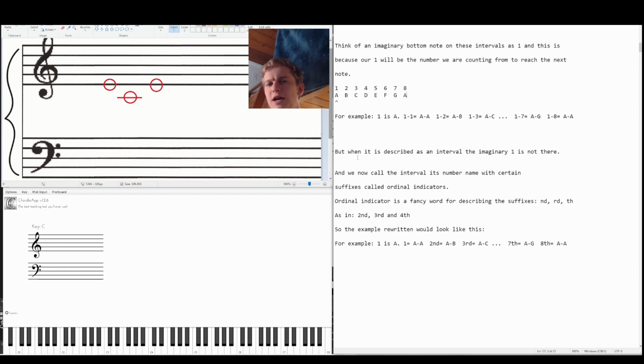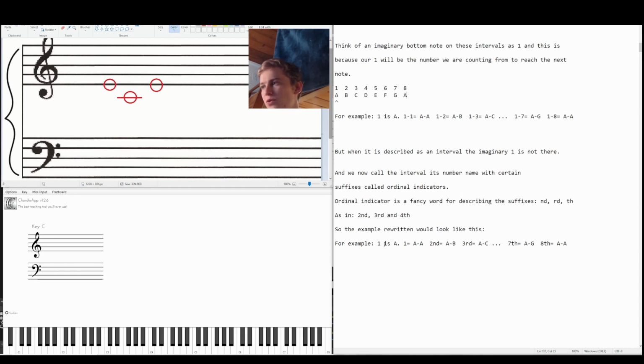But when it is described as an interval, kind of like I was just saying, the imaginary 1 isn't there anymore. So now we call the interval by its number name with certain suffixes called ordinal indicators. So ordinal indicator is a fancy word for describing the suffixes nd, rd, and th, as in you have your second, third, and your fourth. So the example right here, rewritten, would look like this.